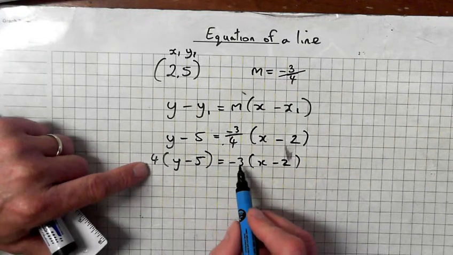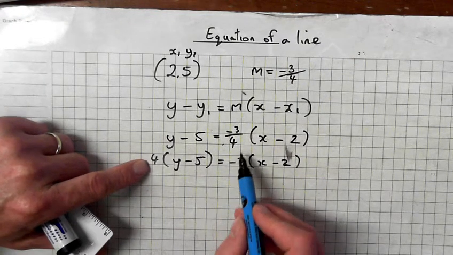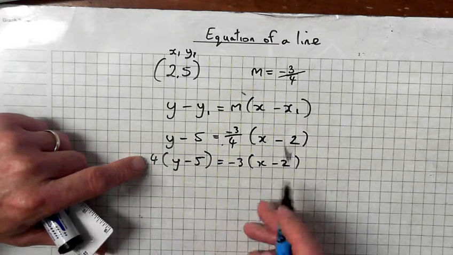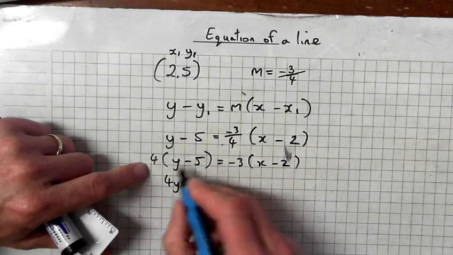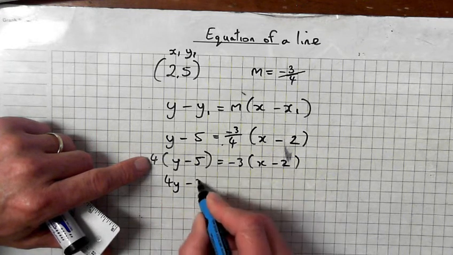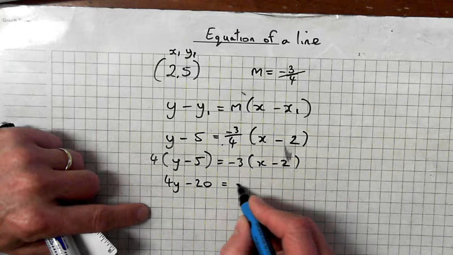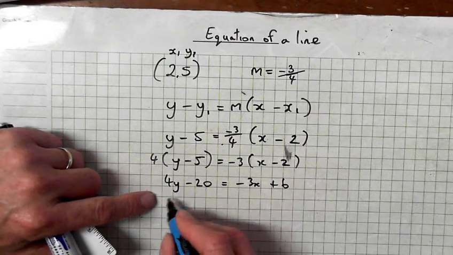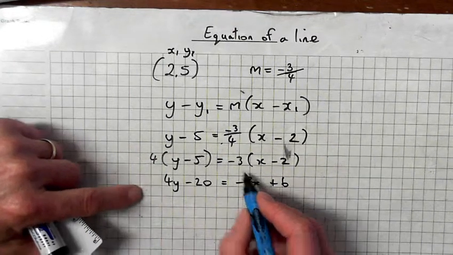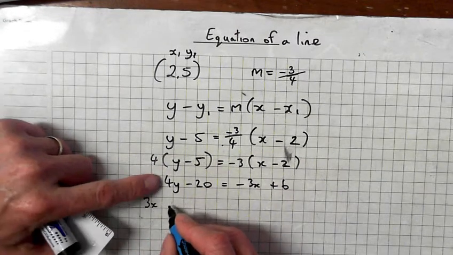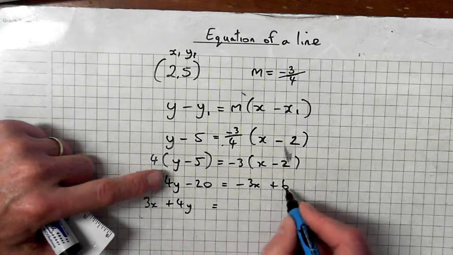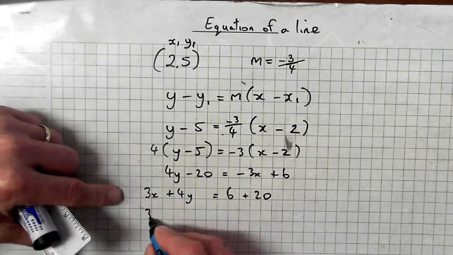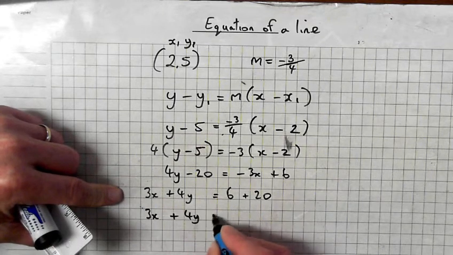Right, the mistake a lot of students would make is that they would make this a minus 4 and you'd have this as a minus 3 as well. Right, so it's 4y, 4 times minus 5 is minus 20, minus 3 times x, minus 3 times minus 2. And just tidy it up. Bring the minus 3x across. Leave the 6 over there. Bring the minus 20 across. 3x plus 4y is equal to 26.